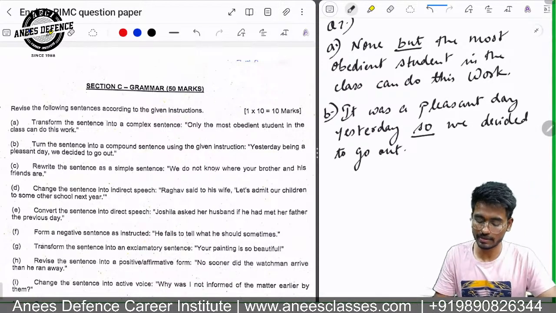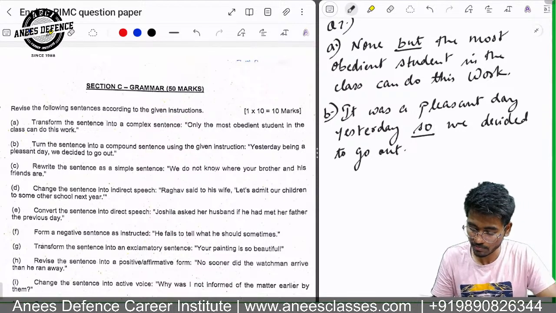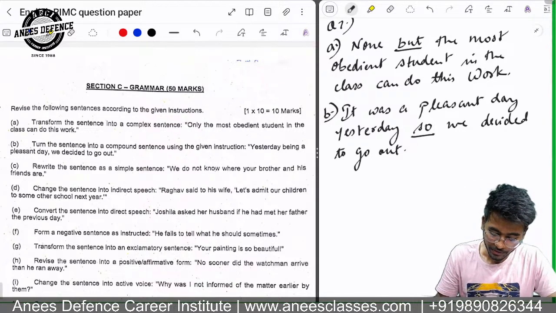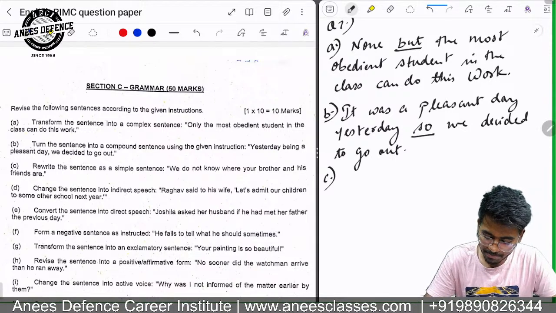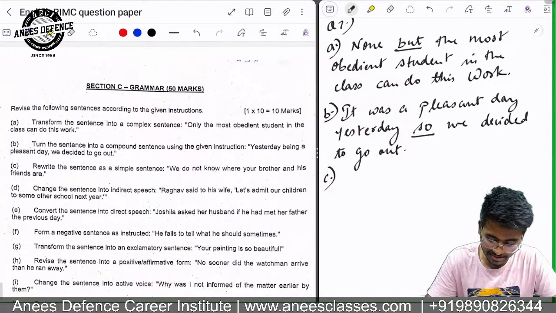Okay. This sentence can be turned into a compound sentence this way. Okay. Third question. Rewrite the sentence as a simple sentence. We do not know where your brother and his friends are. Now we need to convert this sentence into a simple sentence.